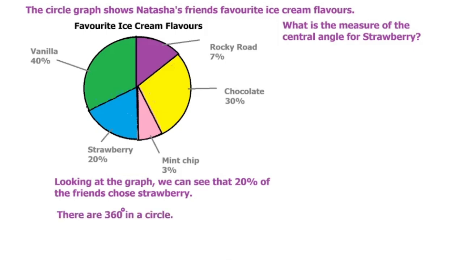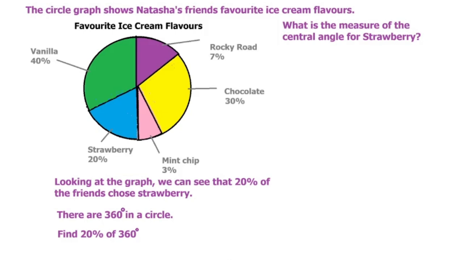We know that there are 360 degrees in a circle. So we need to find 20% of 360. What does that mean? Of always means multiply. Okay, so that's like a little trick that you have to remember. And don't forget to change the percentage to a decimal.